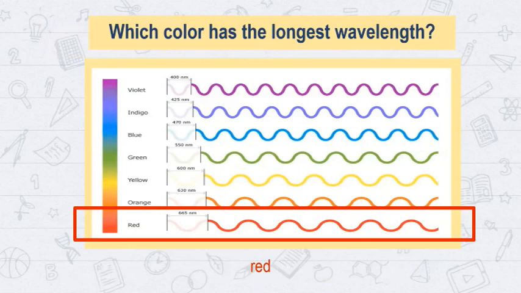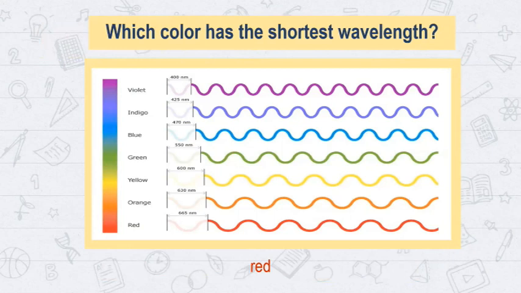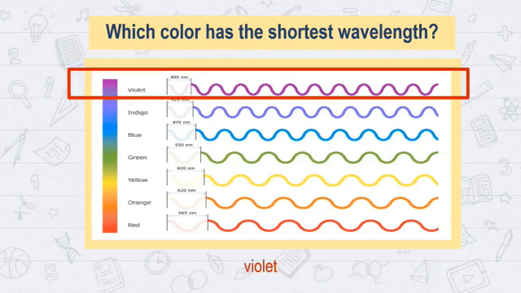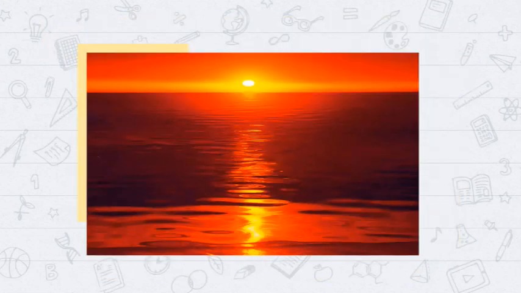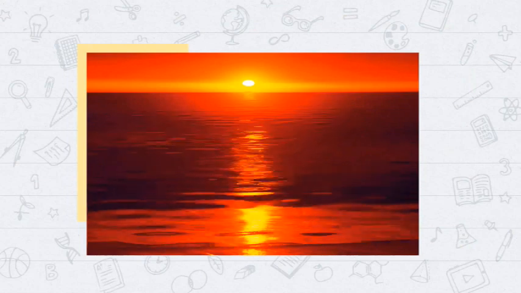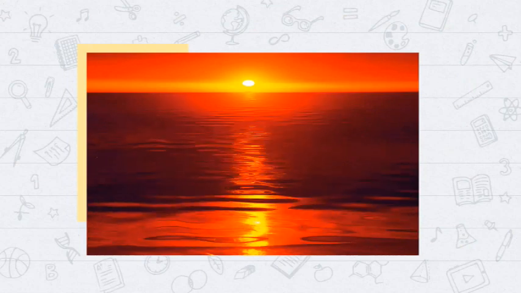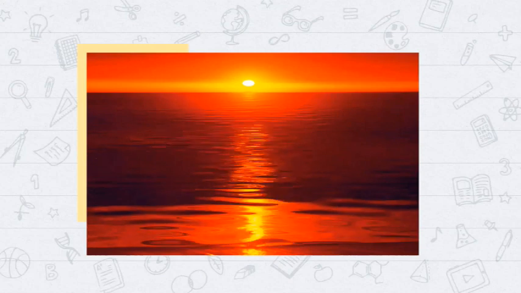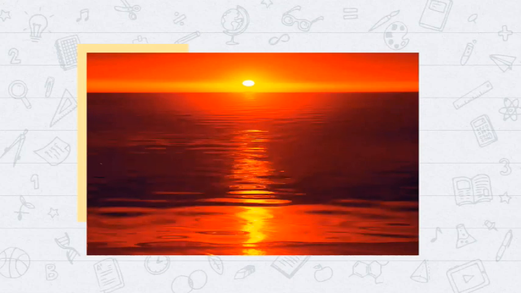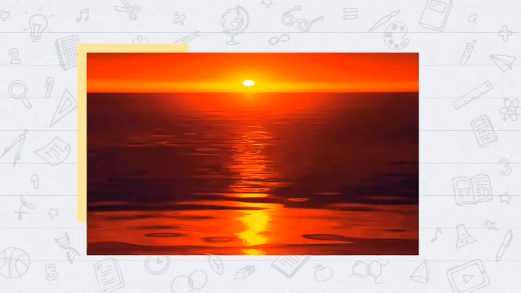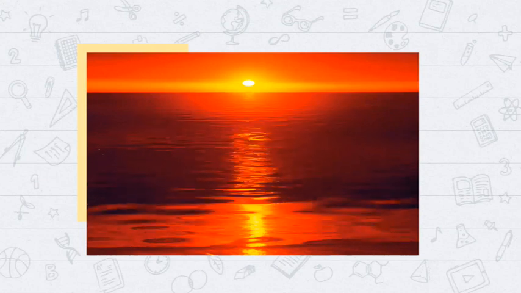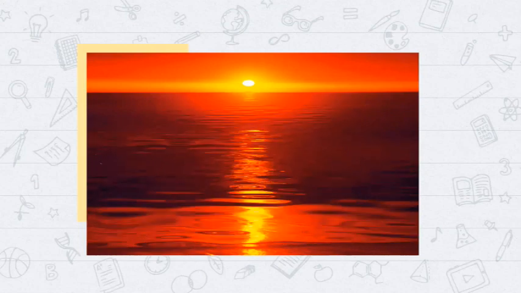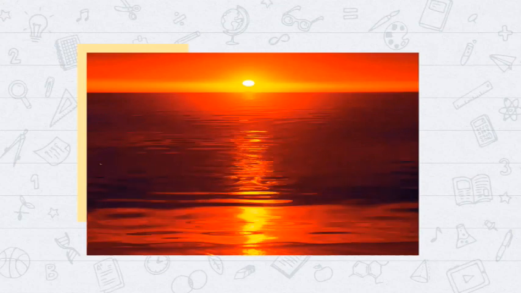Looking at this diagram, which color has the longest wavelength? Good. Red has the longest wavelength. Which color has the shortest wavelength? Yes, it's violet. Good job. While sunlight contains all the colors, not all colors reach the ground in the same concentration. As sunlight passes over a great distance, colors with short wavelengths are scattered in the atmosphere, while we see the longer wavelengths, yellow and red, more prominently.